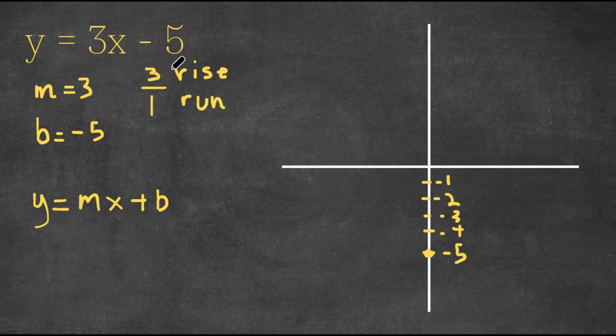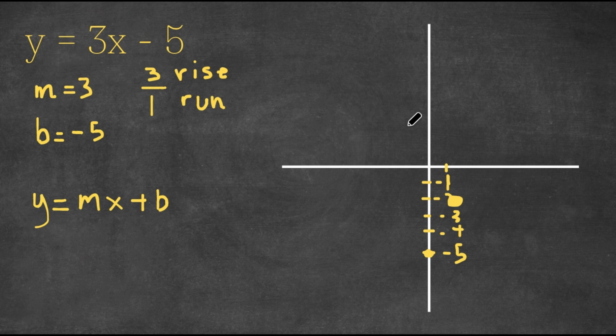So the rise is 3, right? So that means we go up by 3 units. So 1, 2, 3. So we're right here, and the run is 1. So we're going to go to the right by 1 unit. So our point would be right about here, if this were 1.